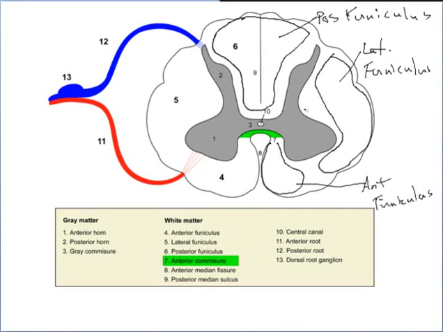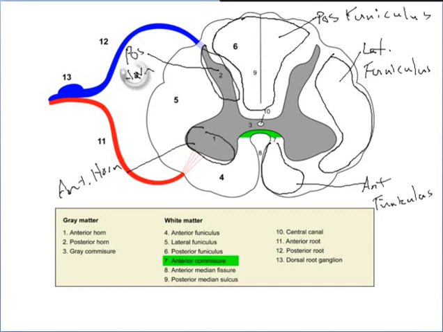The gray matter is divided into horns. So we have, let's do it on this side, the anterior horn. This one, of course, is the posterior horn. And then usually there's a bump in here called the lateral horn.